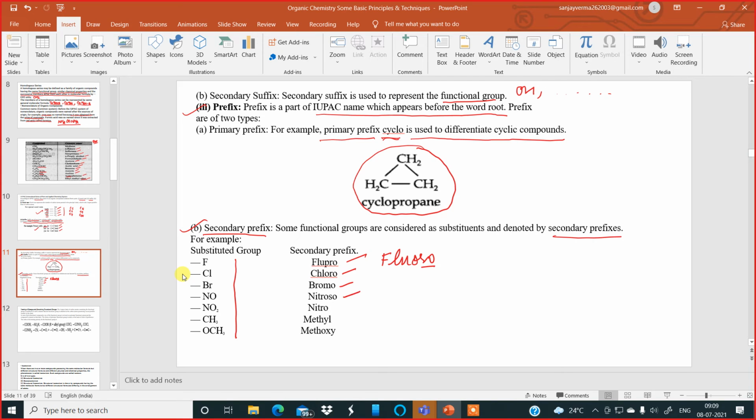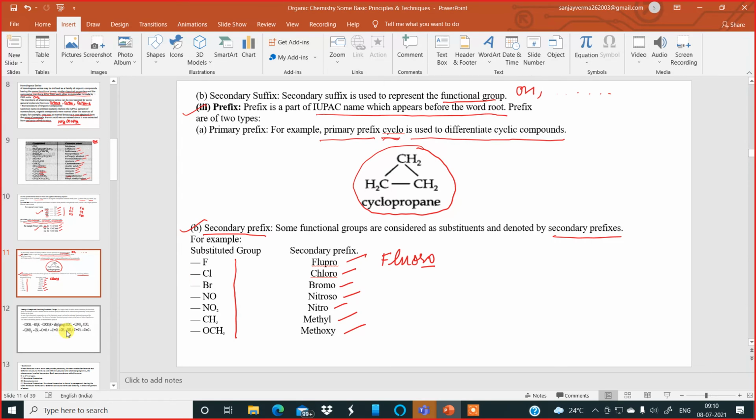NO is nitroso. Put it in your mind just now. NO. A lot of students make mistakes over here. NO means not nitrite, not nitrogen monoxide. It is nitroso in the secondary prefix. The next one is NO2, which is nitro. Then there is CH3, methyl group. OCH3 is methoxy. Okay. So these are some examples only about secondary prefix.